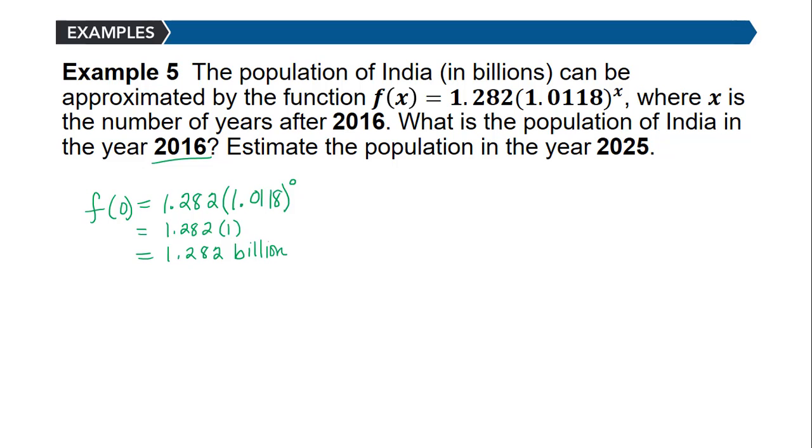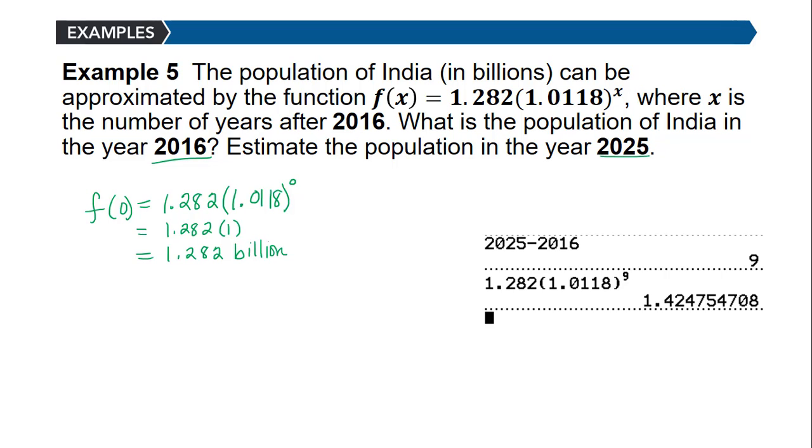Now to find the population in the year 2025, well, we need to figure out how many years after 2016 is 2025, and then we'll substitute that number into the function. And so I've done this calculation already on the calculator. 2025 minus 2016 is 9, right? So 9 years. So when we find f of 9, it's going to be 1.282 times 1.0118 to the 9. And entering that on the calculator, we get approximately 1.42 billion would be the population of India in the year 2025.